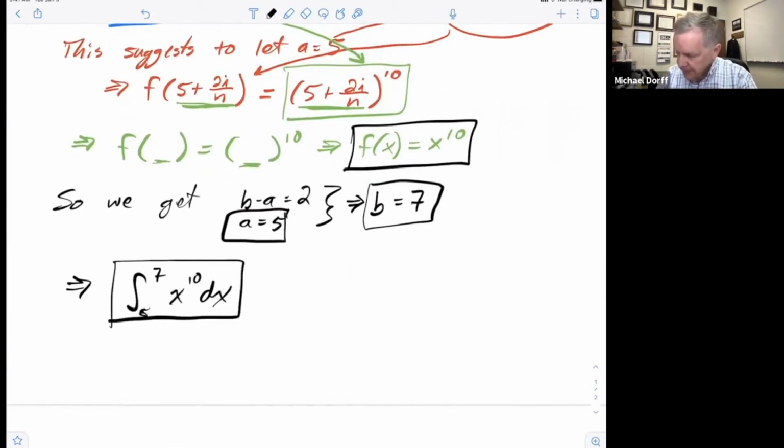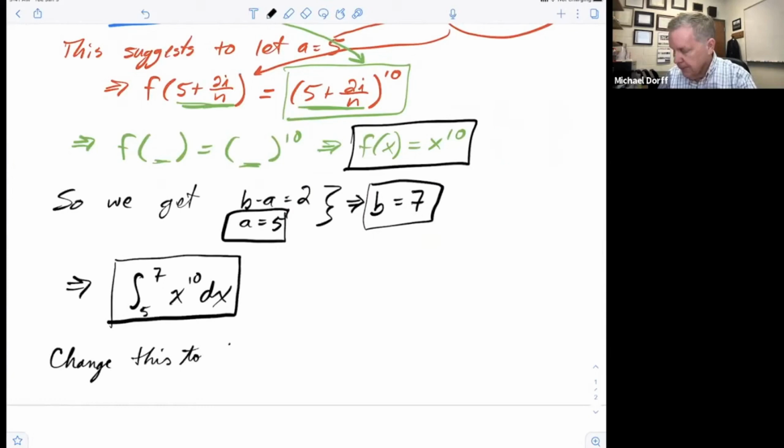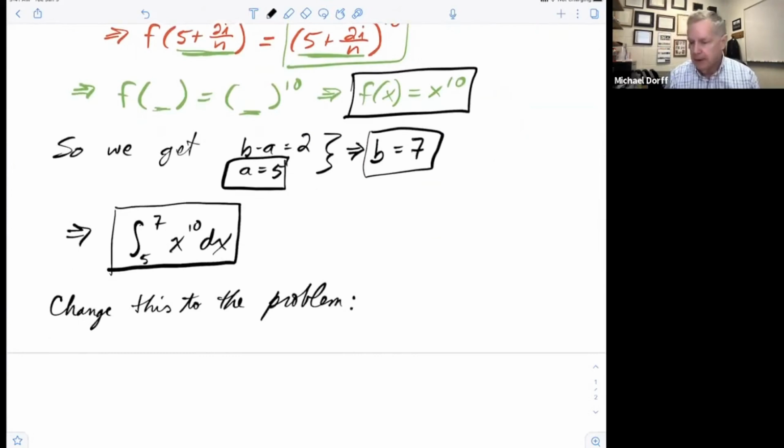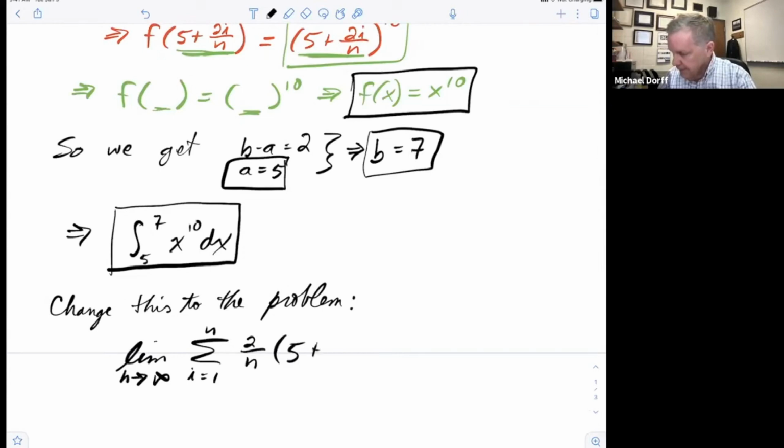Now, let's suppose I change this problem a little bit. Let me rewrite this a little clearer here. Let's change this just a little bit to the following problem. Remember, the one we had before was the limit of the summation of 2 over n times (5 plus 2i over n), everything to the 10th power. Let's change this now to the limit as n goes to infinity of the summation i equals 1 to n of 2 over n times [5 plus (2i over n) to the 10th].